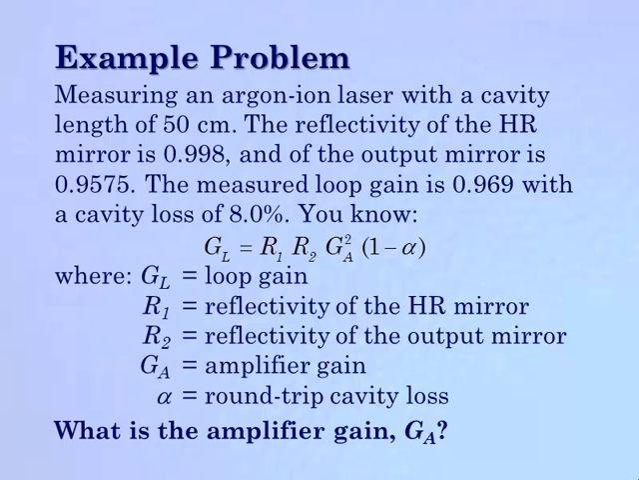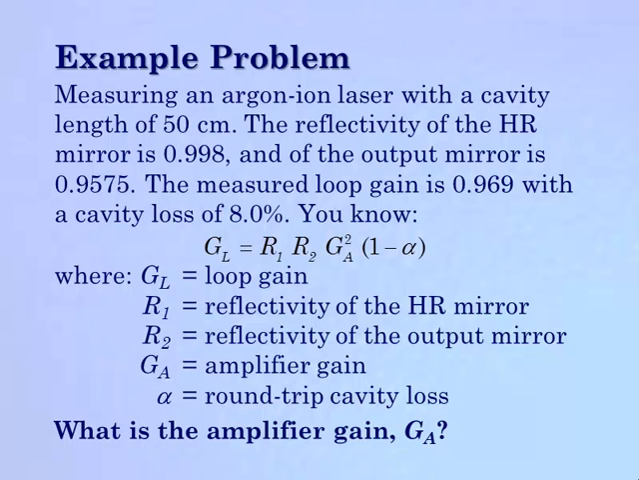Here's an example problem that photonic technicians solve: measuring an argon laser cavity with a length of 50 centimeters, and you know the reflectivity of the two mirrors is 0.998 and 0.9575, and you measure the loop gain to be 0.969 with a cavity loss of 8%.